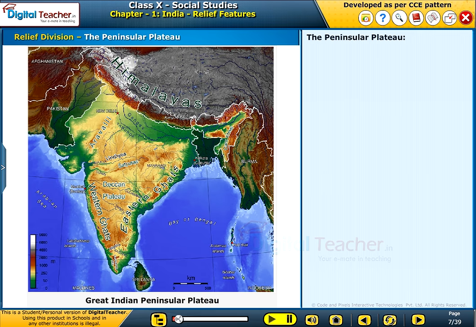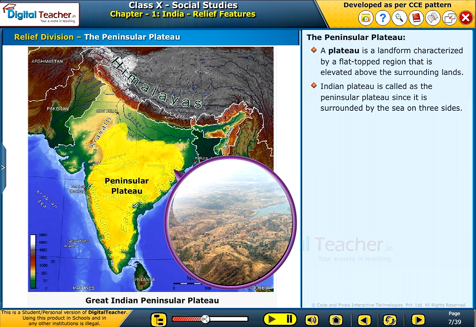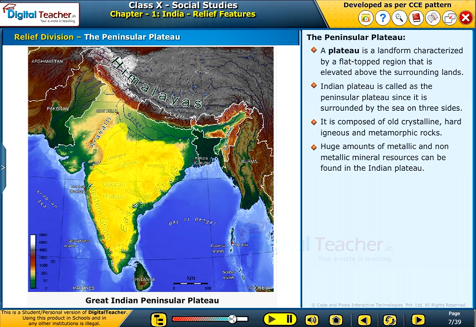Now, let us discuss about the relief feature, the Peninsular Plateau. A plateau is a landform characterized by a flat-topped region that is elevated above the surrounding lands. Indian Plateau is called as a Peninsular Plateau since it is surrounded by the sea on three sides. It is composed of old crystalline, hard igneous, and metamorphic rocks. Huge amounts of metallic and non-metallic mineral resources can be found in the Indian Plateau.